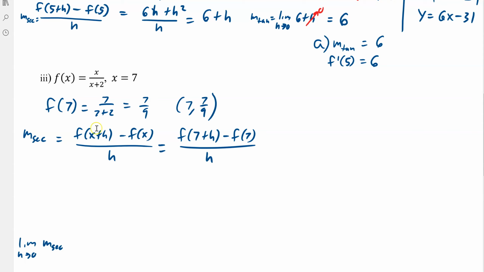And now you can use the formula as well, f of x plus h, and do all the work we've done before, and then plug in 7 at the end. It's your option. It doesn't matter if you plug in 7 at the beginning or at the end, it'll work out the same way. Okay, so f of 7 plus h is what we need to find first. So let's come down over here and put f of 7 plus h, and we plug it in. So 7 plus h over 7 plus h plus 2.